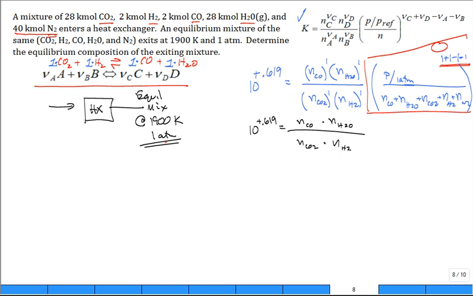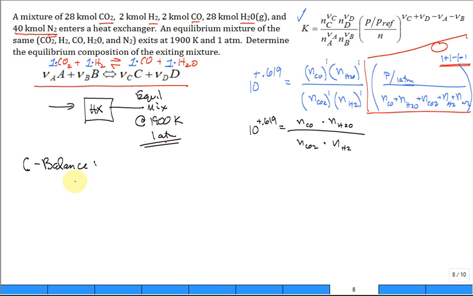I don't know 4 things in that equation. I don't know any of the n's. True? I need other equations. This equation is an equilibrium equation. There are other equations, which are mass balance or species balance equations. So if we go and say, can I write a carbon balance equation? What would that look like?